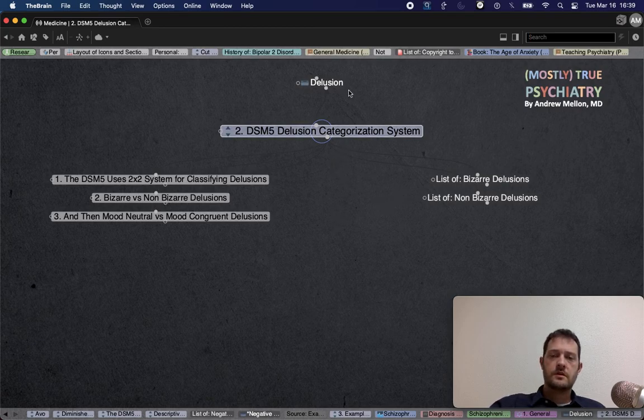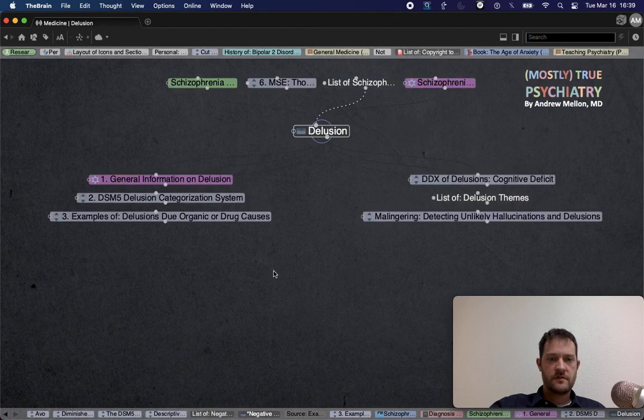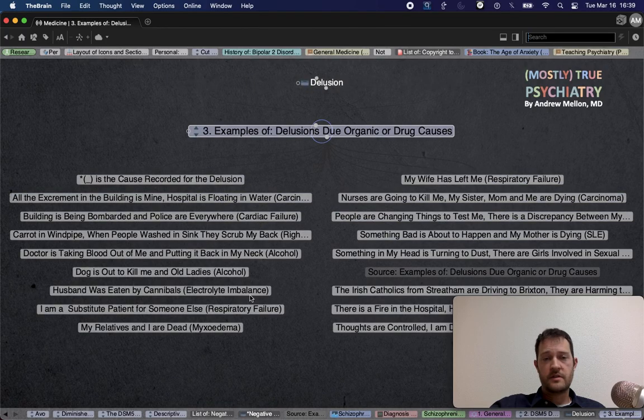So first, just to set up the forest for the trees, delusions can occur for different reasons. It doesn't have to be schizophrenia. It could be due to an organic cause. I'll give you some examples from real cases, and it's just abnormal beliefs. So these are some examples.